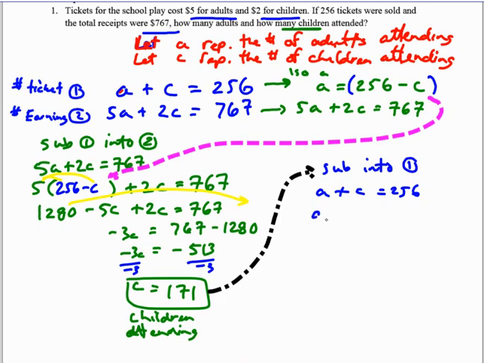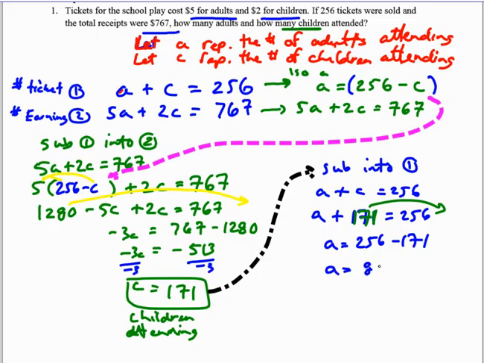So here we go. So A plus 171, let's say highlight it in green so that you can really see it, equals 256. Okay, we're going to bring this over. So A equals 256 minus 171 is 85. A equals 85 adults attending.